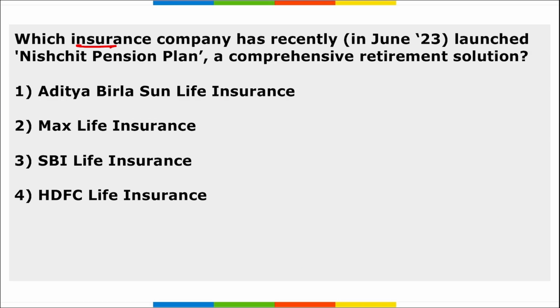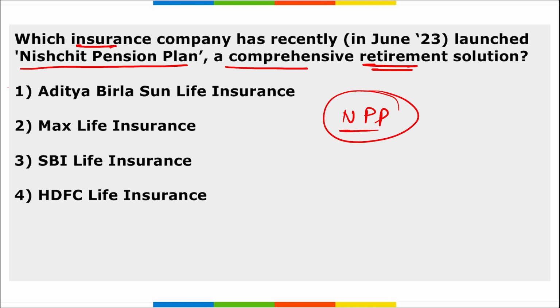Next, which insurance company recently launched Nishchit pension plan that is a comprehensive retirement solution? So this Nishchit pension plan was launched by Aditya Birla Sun Life Insurance, and this is a retirement solution, right? It is a non-linked, non-participating individual pension plan for retirement, and remember it was launched by Aditya Birla Sun Life Insurance.